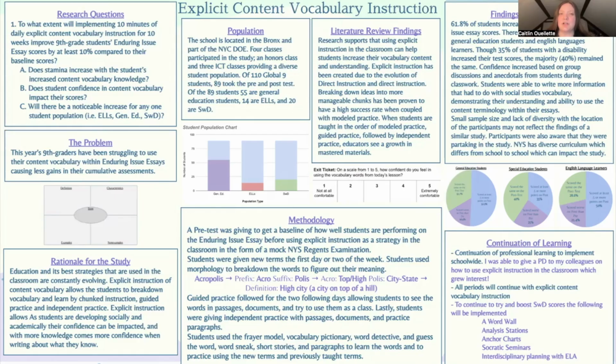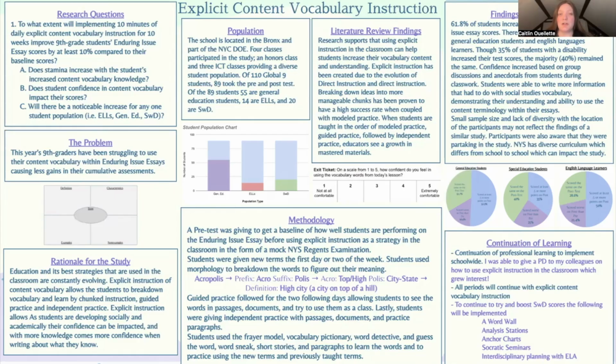So explicit instruction had been created after big DI or big direct instruction and little direct instruction. It kind of stems off in branches and takes ideas from direct instruction, but big DI is a more structured method, whereas little DI or small DI tends to be more loose, and educators are able to maneuver it with whatever fits the needs of their students.